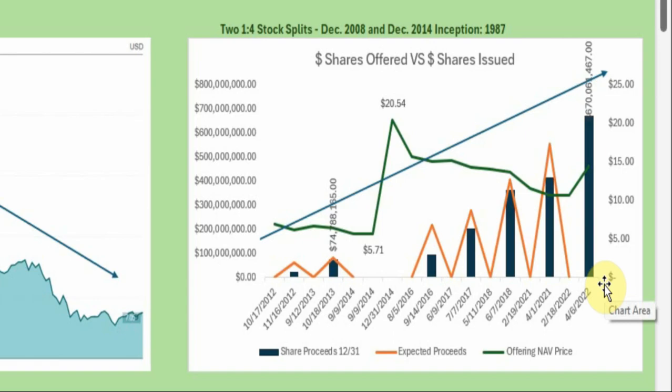The second noticeable thing is that in September 2014, they filed an intent to execute a rights offering, but it appears they never followed through with it. And in fact, by the end of 2014, they ended up doing a reverse 1-for-4 stock split, taking the share price from $5.71 a share to $20.54 a share.